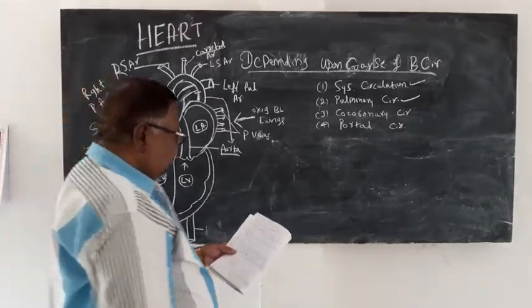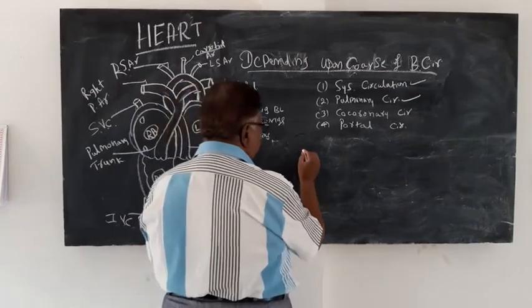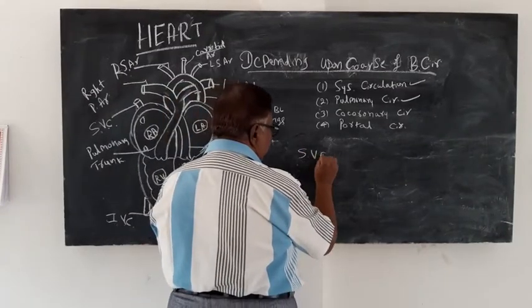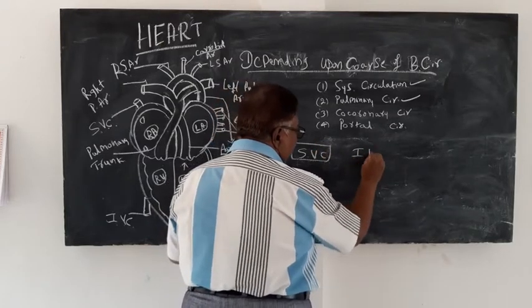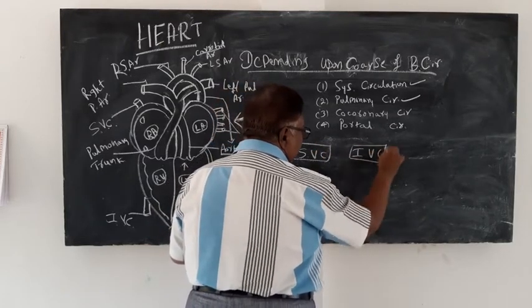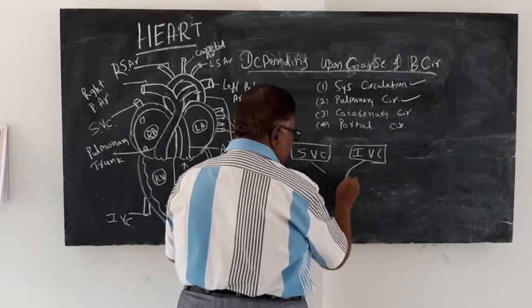Now the chart is like this: superior vena cava and inferior vena cava. From these two, the blood comes to the heart.